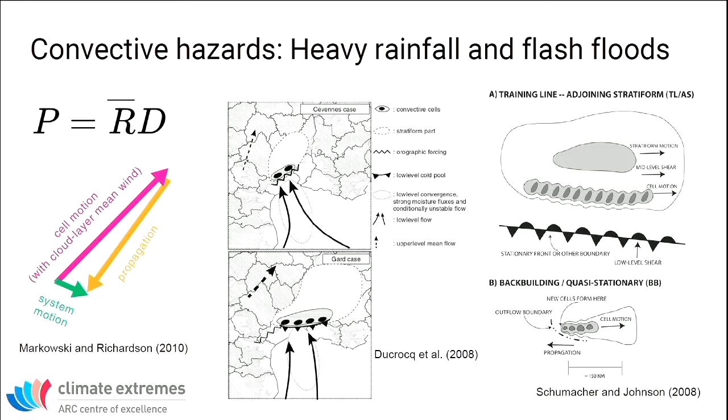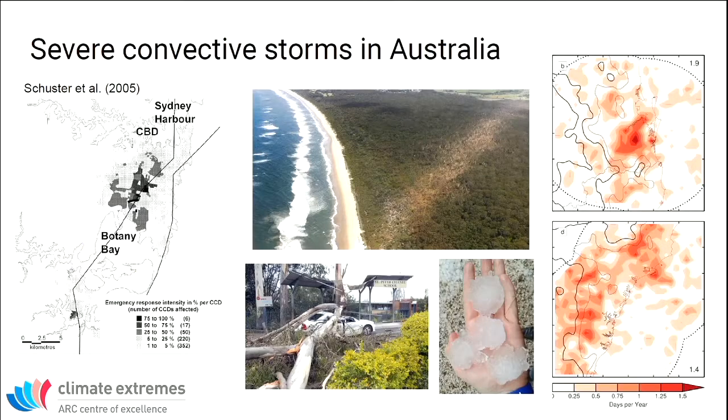So if you have air approaching a steep terrain barrier, then you may get repeated triggering of convection along that barrier. And there's lots of examples of that from the Mediterranean Sea. Yeah, and there are a few other mechanisms as well, but those I think are the key ones.